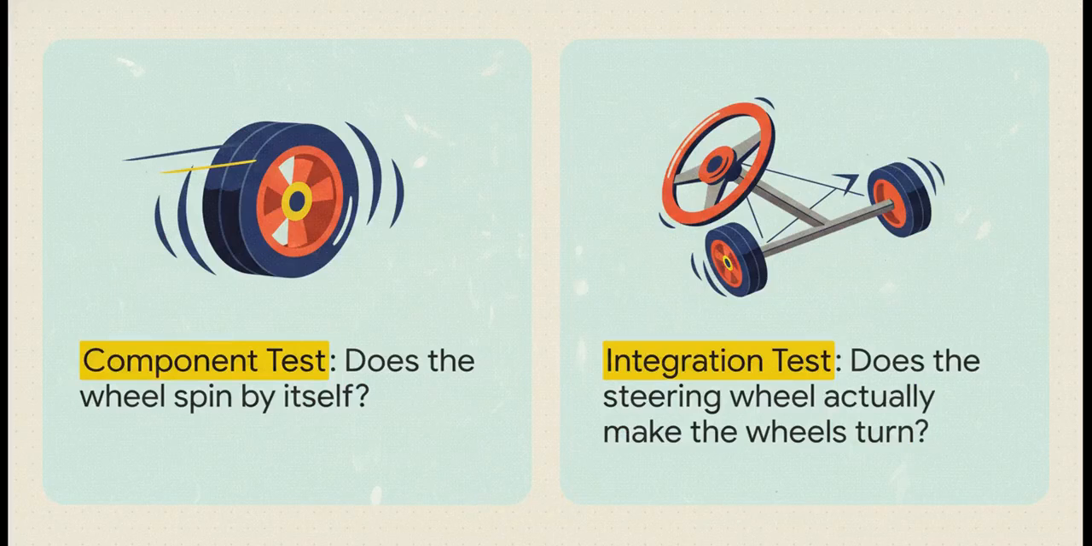And this shows you the difference perfectly. Remember our first test? It was super easy. Does the wheel spin? Yep. But now, for the teamwork test, the question is way more interesting. Does turning the steering wheel actually make the wheels turn? See? It's about how they connect and work together.